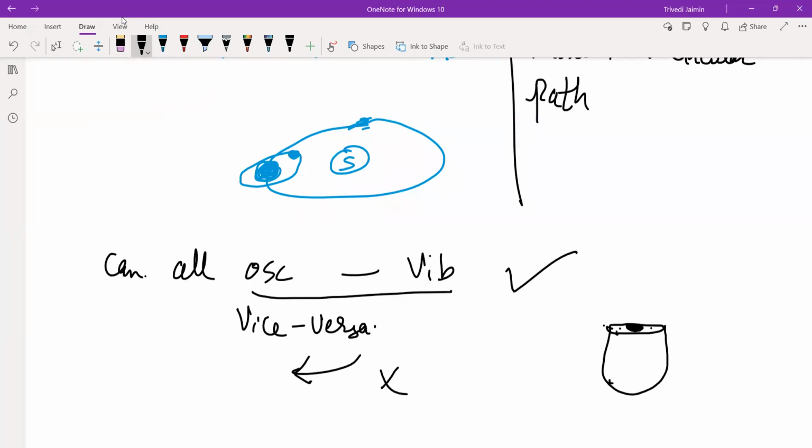So you mean vibratory motion can be oscillatory? That's what you mean. Yes, sir. Because the basic idea behind both is the same: to and fro motion about its mean position. But vibratory is rapid; oscillatory doesn't have to do anything with being rapid. So that's the reason all oscillatory are vibratory, but not all rapid to and fro are oscillatory.